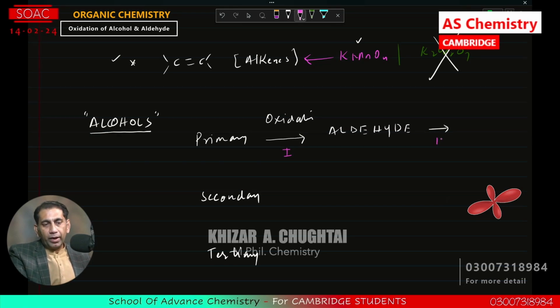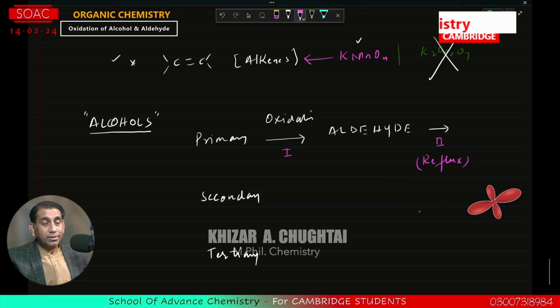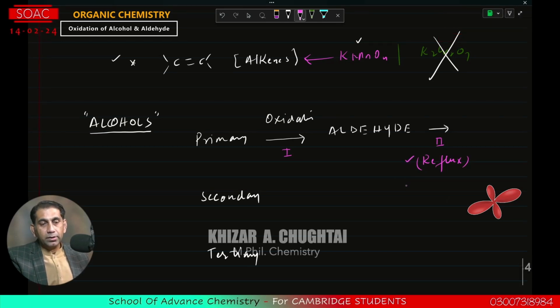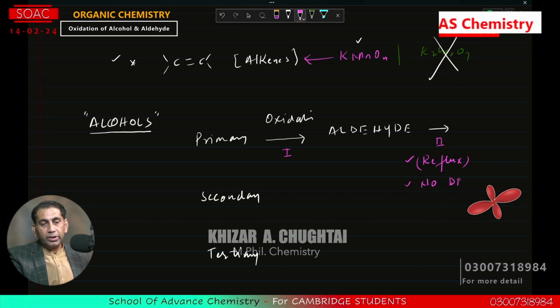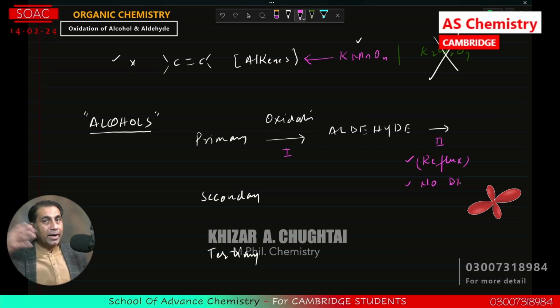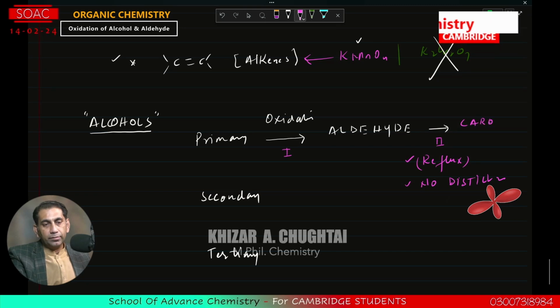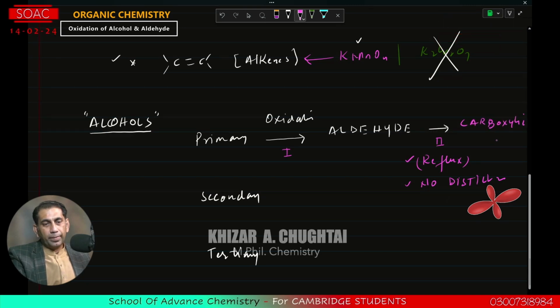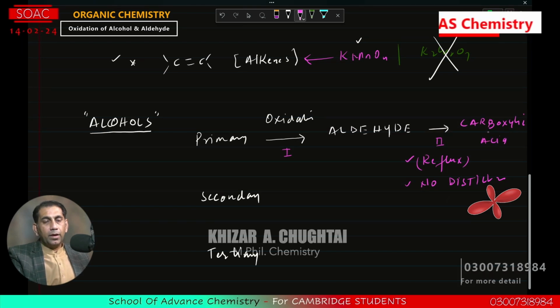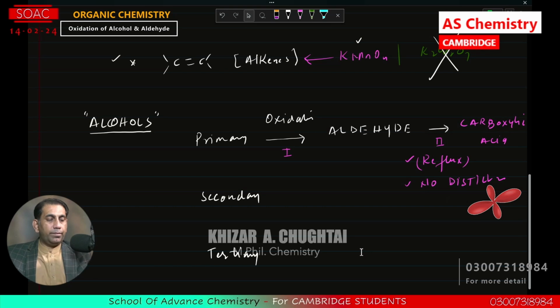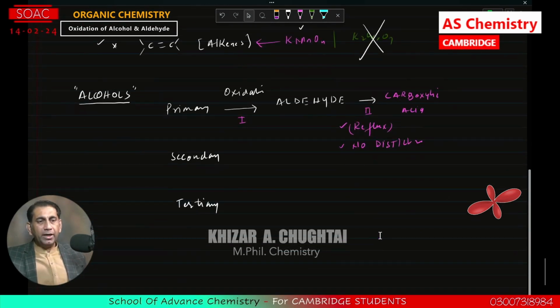If we keep on moving, if we are heating under reflux, and we are not going to perform distillation, we are doing reflux and there is no distillation, we are not going to distill off the liquids, we are not going to separate aldehyde out of the mixture, then it will be changed into carboxylic acid. Finally it will be changed into carboxylic acid, right?